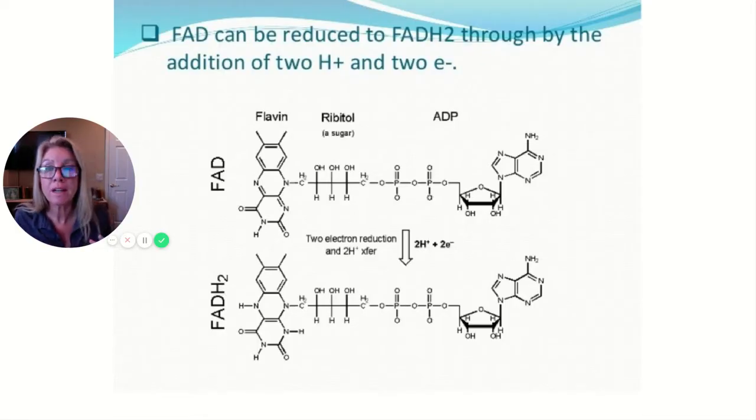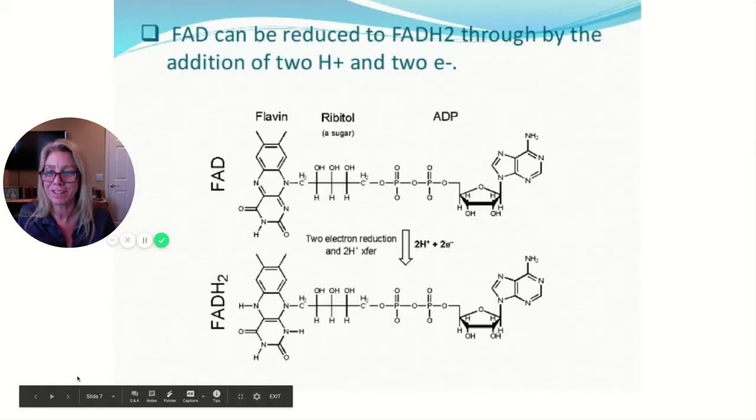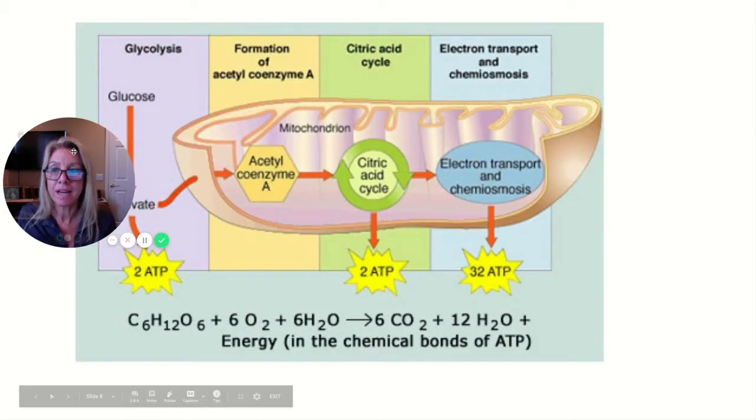So on your coenzymes in your notes, NAD and FAD, each can accept electrons temporarily, forming reduced NAD and reduced FAD. They are not consumed. They are recycled and reused again and again, just like we saw NADP in photosynthesis.